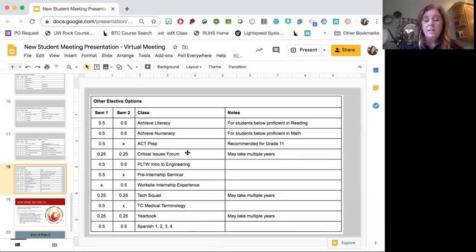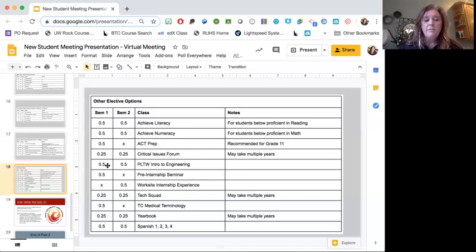Students that I recommend take Critical Issues Forum are students that are interested in government and politics and or nuclear science. In this class, students explore nuclear nonproliferation. How can students of your age end nuclear war, and what steps need to be taken to make it safe?